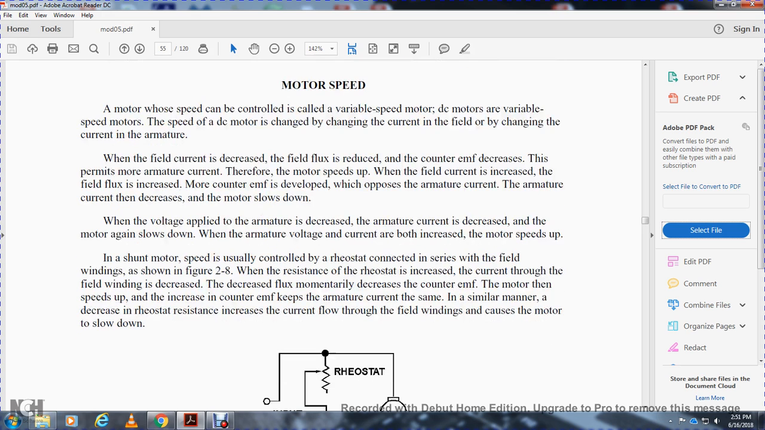The motor slows down. When the voltage applied to the armature decreases, the armature current is decreased, and the motor again slows down. When the armature voltage and current both increase, the motor speeds up.